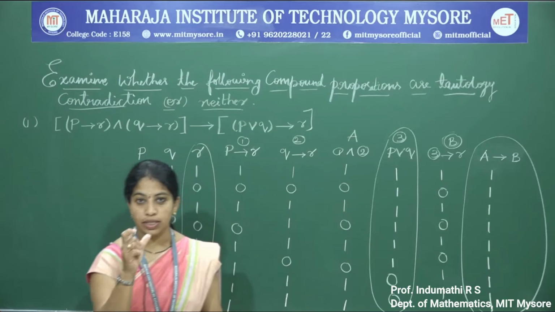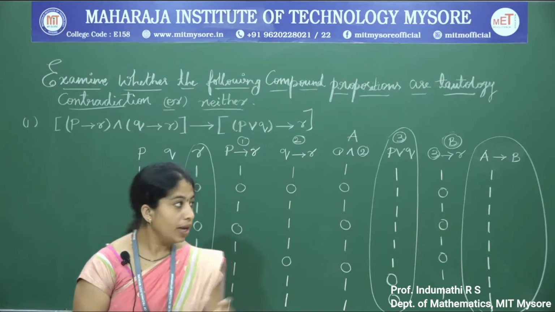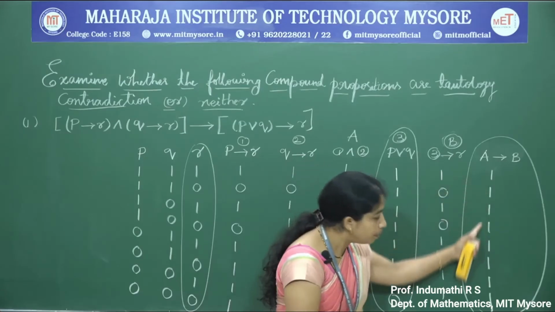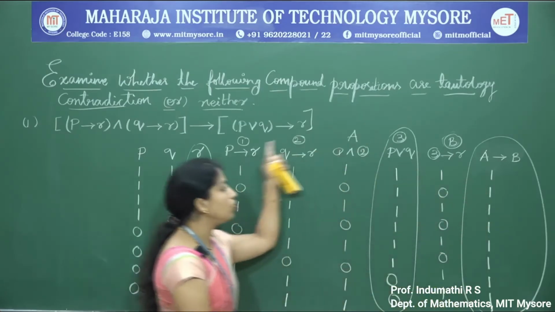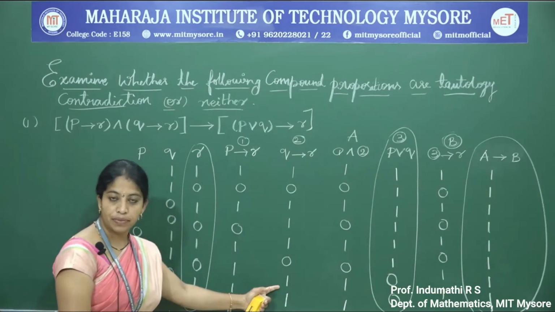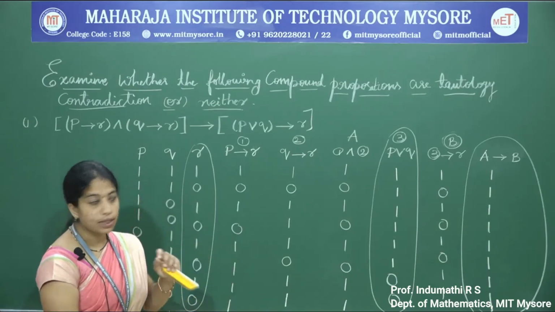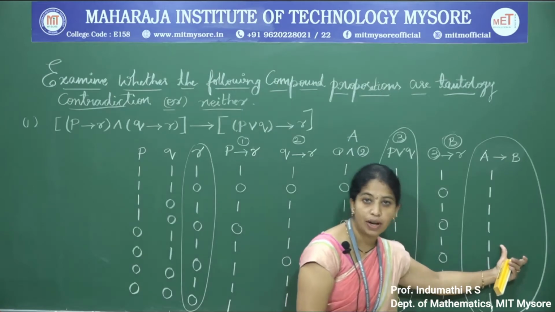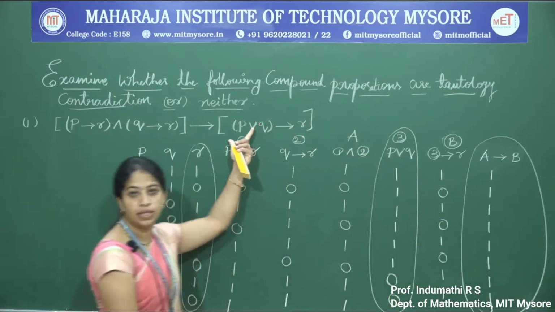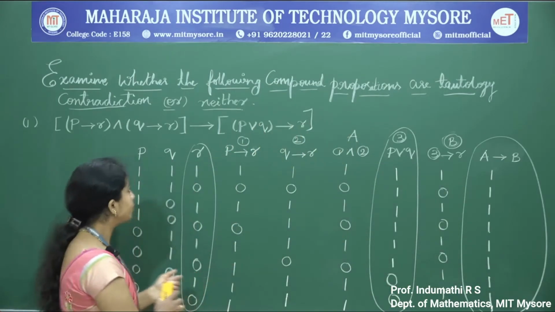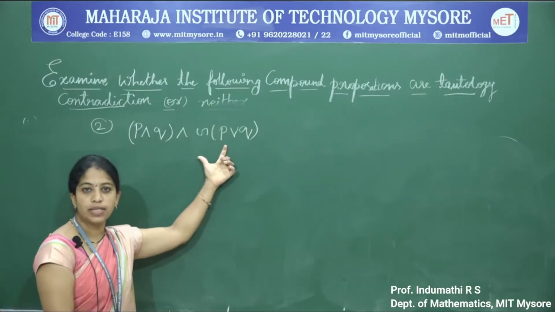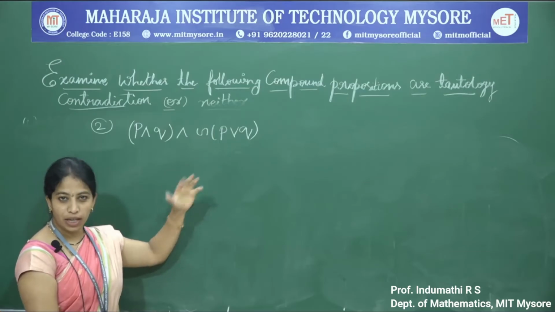Now, what is a tautology? Hope you can remember the definition. A compound proposition which will be true for all the truth values of its components is called a tautology. Now, here since the truth value of this compound proposition is 1, therefore the given compound proposition is tautology. Here there are only 2 statements. If there are only 2 statements, the number of possibilities will be 4.